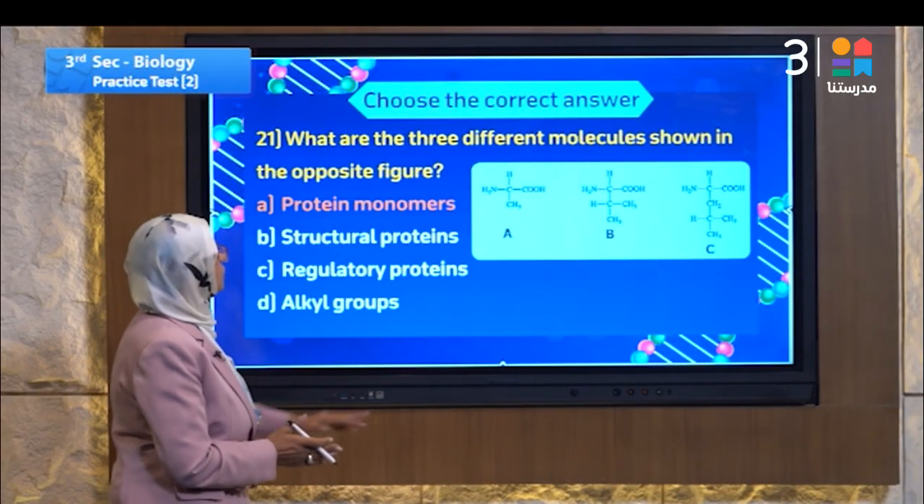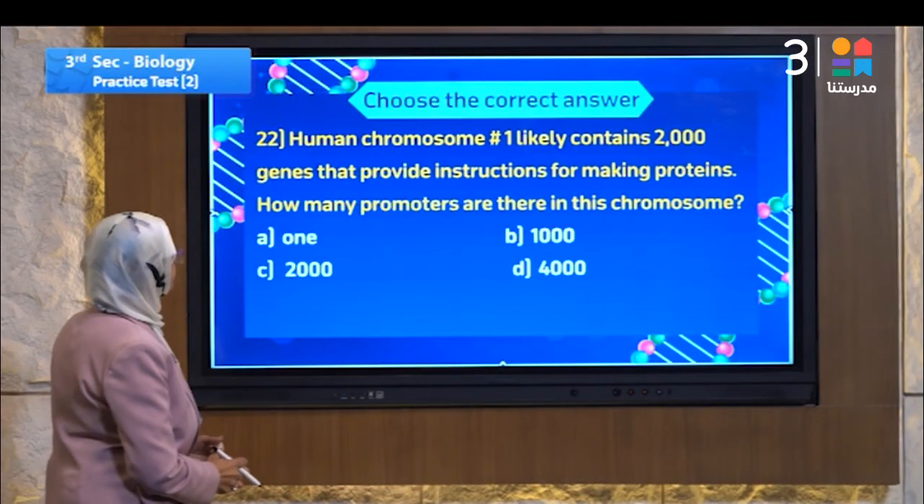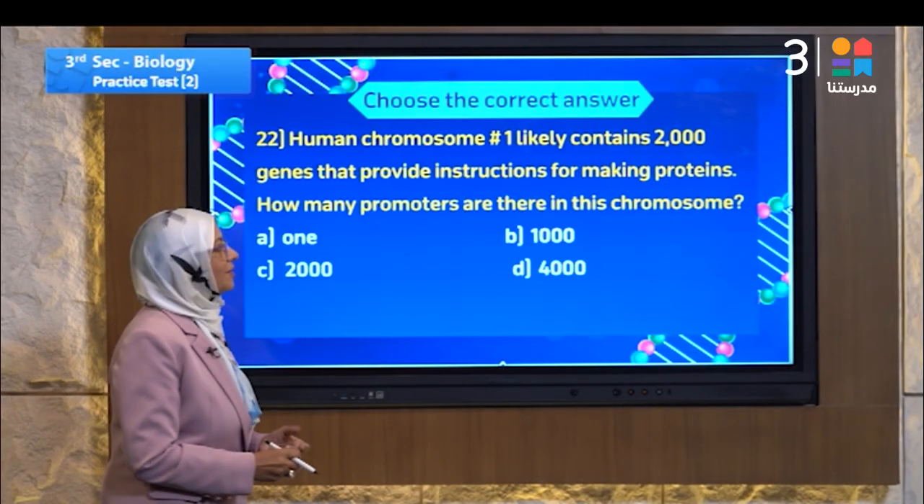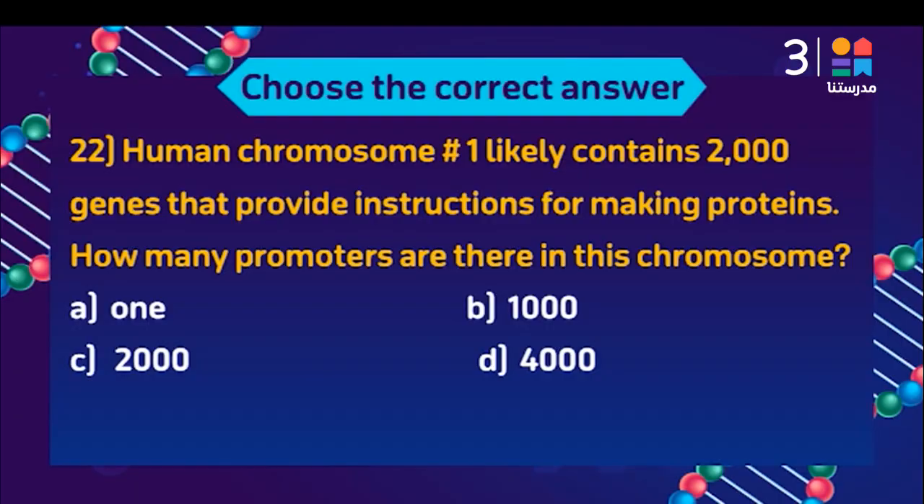Okay, let's go to 22. Question 22 is about numbers. I like numbers, and I will go through it with you. Let's go to human chromosomes, yes, another chromosomes question. Number 1 likely contains 2000 genes.